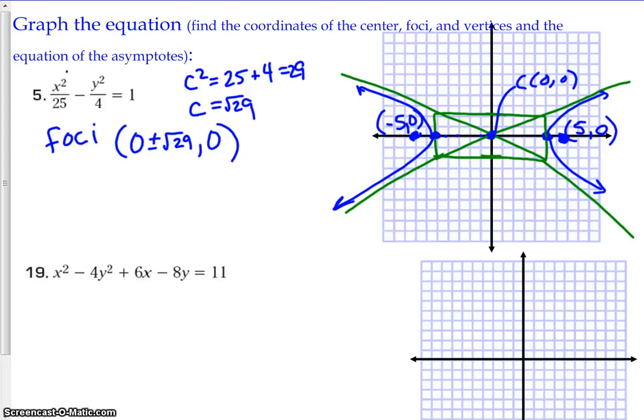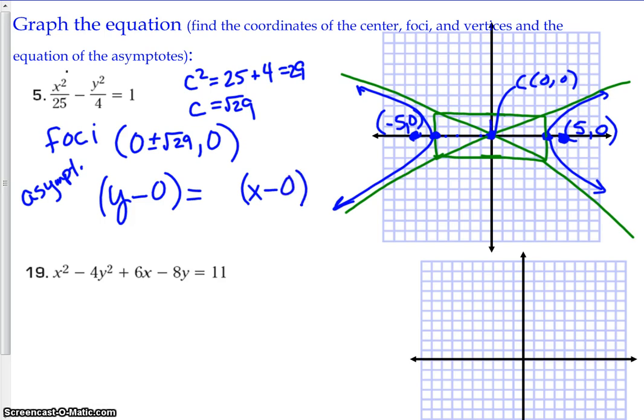The equation of the asymptote: you go y minus the center point for the y equals the slope, and then x minus the center point for the x. All right, you could have just had a y and an x here.